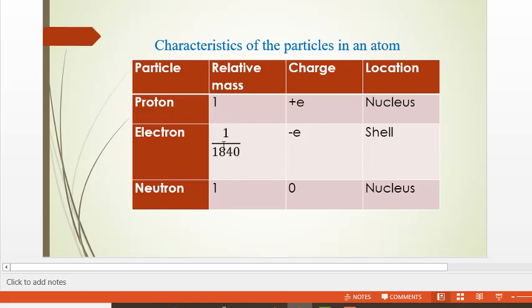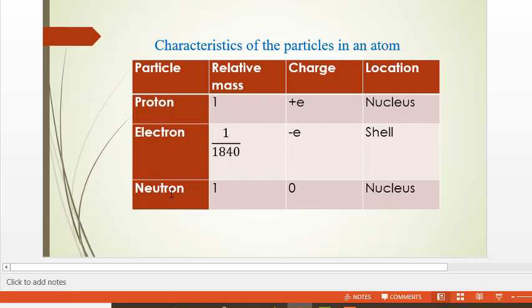Now this is a very small fraction, such that even if you had a number of these, 20 of them, 30, 40, their mass will still contribute almost nothing to the total mass of an atom when you compare it to the mass of a proton and the mass of a neutron. Okay, so an electron has a negative charge, and its location is around the nucleus or outside the nucleus in shells or electron clouds.